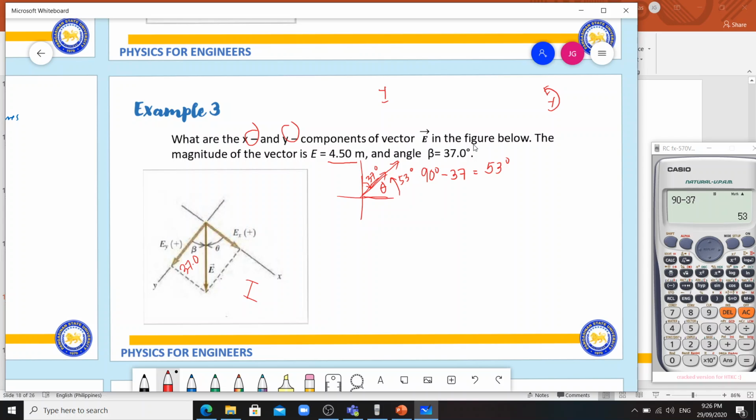So, kung ito yung x component at ito si y component, si x component, makukuha natin adjacent over hypotenuse. Okay? So, ganun pa rin. Cosine theta, adjacent over E. So, ang Ex natin ay equivalent sa E cosine theta. Okay? Ex ay equivalent sa 4.50 meters cosine 53 degrees. So, Ex ay what? 4.5 cosine 53. That is 2.71.